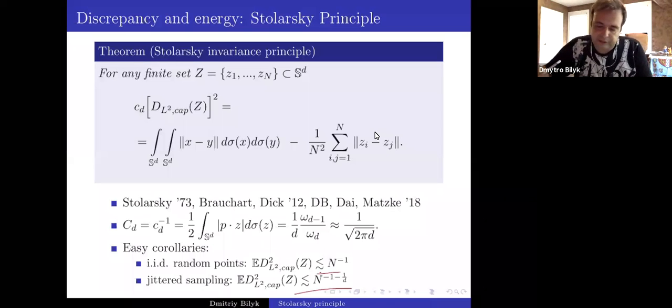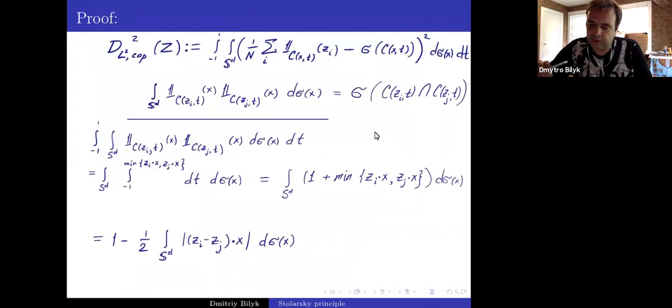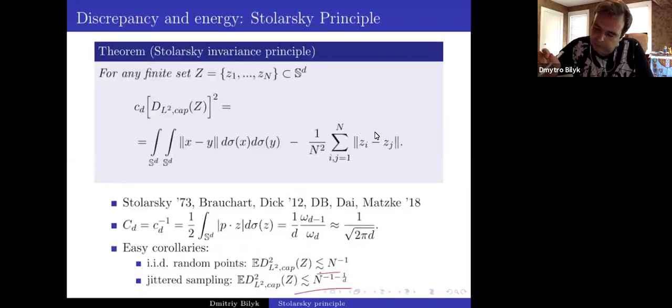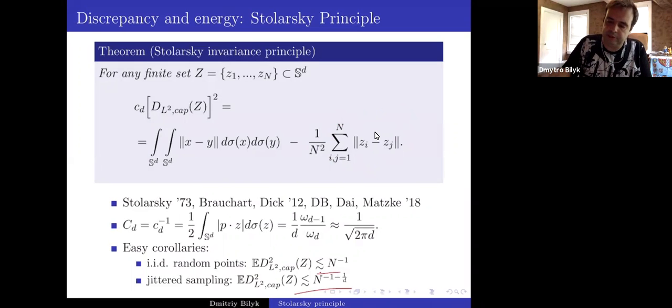Okay, so these are some immediate consequences. But right now, let's briefly go over the proof. I will not give you the whole proof of this relation, but I want to show how these interactions appear. So you have this discrete energy, so you can view this as interactions between pairs of points. So let's see how they appear from the definition.